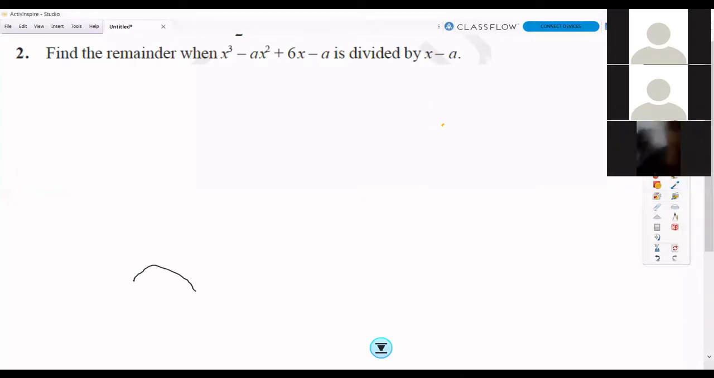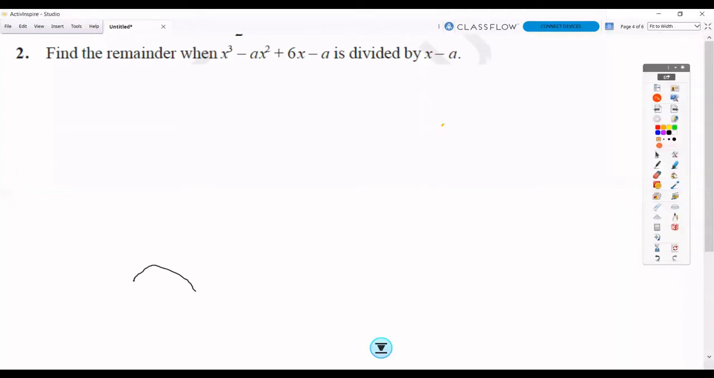Try to solve it. Find the answer also. It's very easy. Once again, we are going to equate the divisor with 0. So x minus a is equal to 0, x is equal to a. And once again, we are going to insert the value of x in the polynomial.